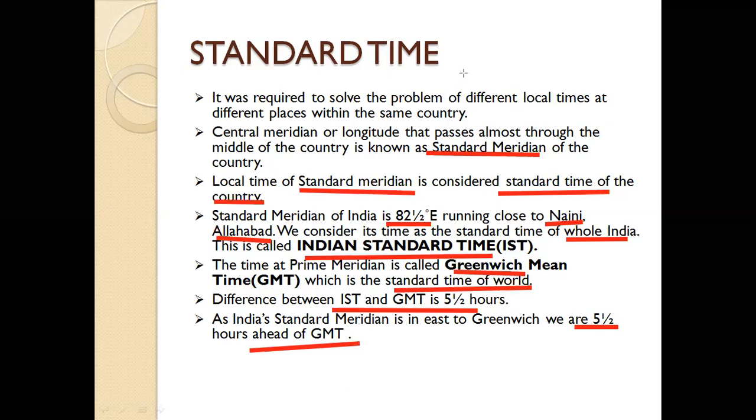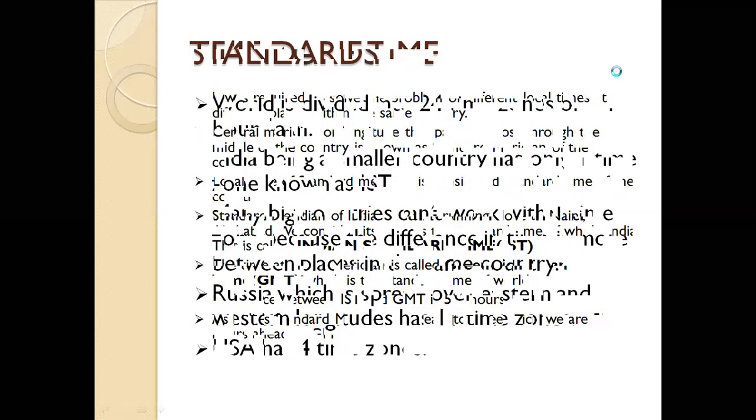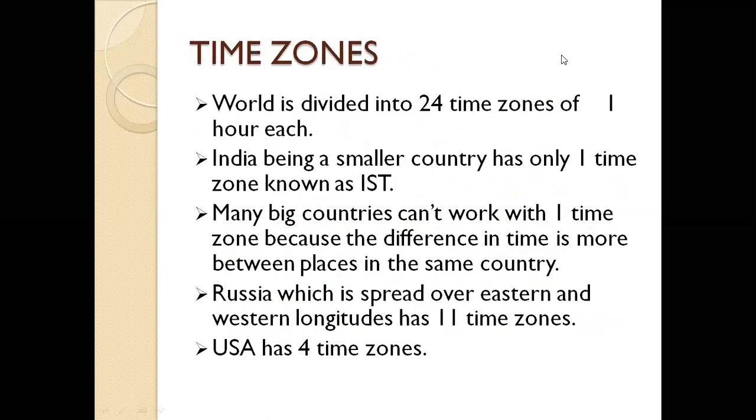Fine. Now come to the next one, that is time zones. हमारा पूरा वर्ल्ड जो है वो डिवाइडेड है 24 टाइम जोन्स में of 1 hour each. India, being a smaller country, has only one time zone of IST, and many big other countries can't work with one time zone because the difference in the time is more between places in the same country. बहुत सारी कंट्रीज में different time zones है क्योंकि वो अपने आप में बहुत बड़ी कंट्रीज हैं and they cannot work with one time zone.